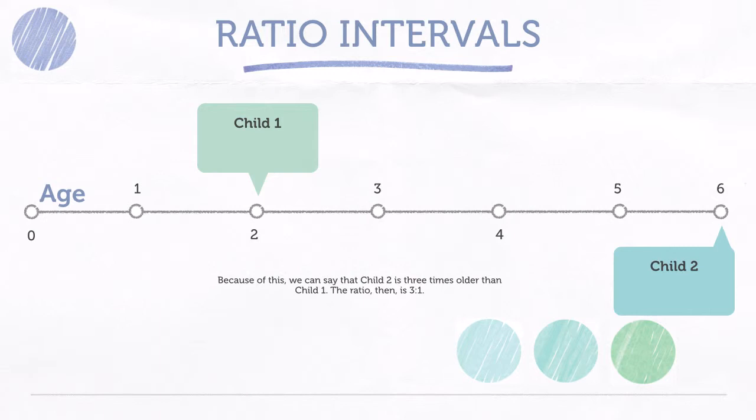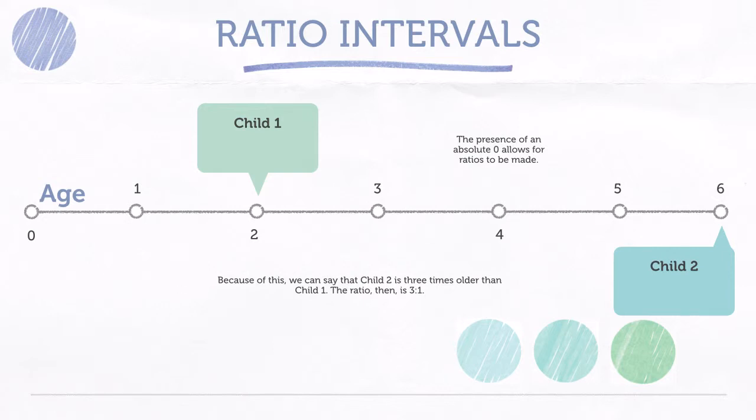What this allows us to do, the presence of an absolute 0, being the day of birth, is it allows us to make ratios. And in this way, we're able to say child 2 is 3 times older than child 1. The ratio then is 3 to 1, right? And these are ratios that we can make here because there's an absolute 0 that we can't make using other scales, right?